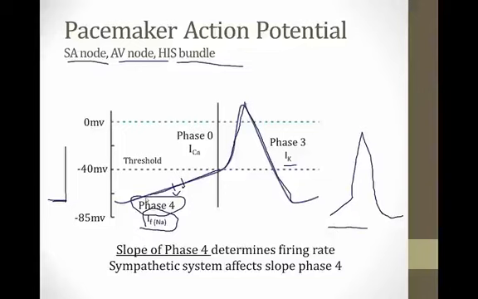So the slope of phase 4 is going to determine how quickly these cells fire. For example, if phase 4 was very slow like this, it would take a long time to reach minus 40 millivolts and fire. On the other hand, if phase 4 is rapid, it will reach it very quickly and fire. So the sympathetic nervous system is going to make phase 4 go faster so that the SA node will depolarize faster. On the other hand, the parasympathetic system will slow phase 4 so that it will depolarize less quickly.